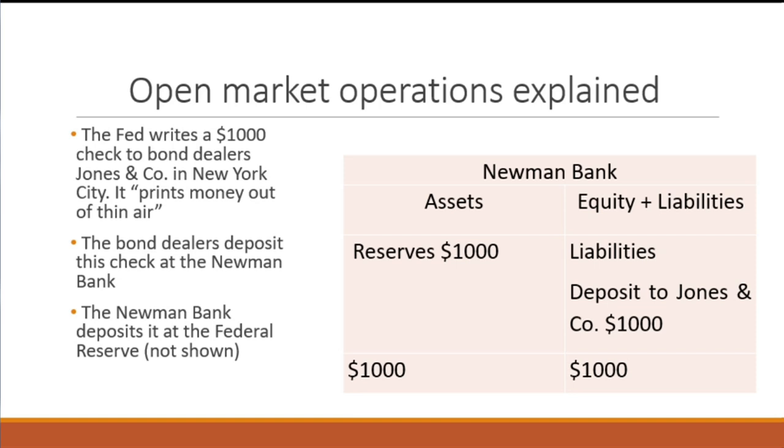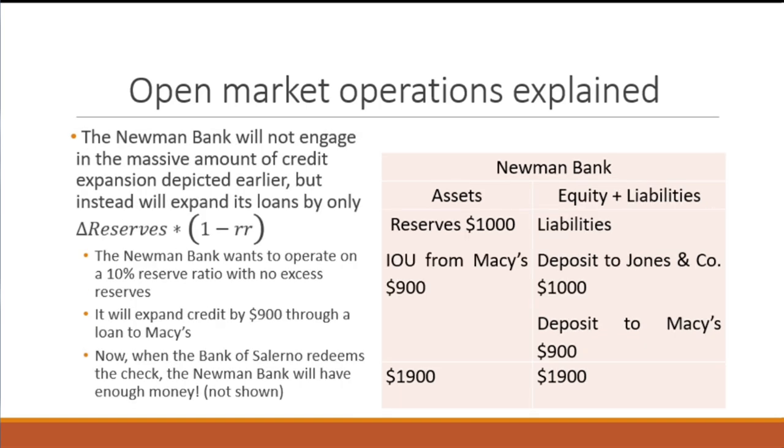Okay. So the Newman Bank isn't going to engage in the massive amount of credit expansion depicted earlier. Instead, it's only going to expand its loans by that formula, the change in reserves times 1 minus the reserve ratio. Okay, this is a much smaller and gradual increase, but it's going to allow the bank to stay in business. All right. So if the Newman Bank is operating at a 10% reserve ratio, this is how much it's going to increase its loans by. Traditionally, banks don't want to hold excess reserves, right? They want to loan everything up to what they feel is feasible, right? So it will expand credit, right?